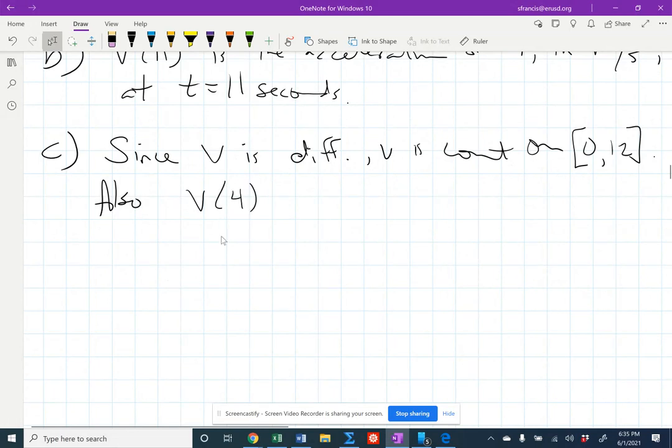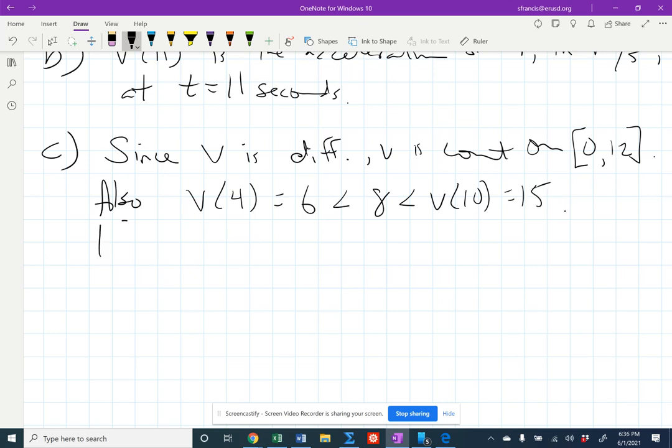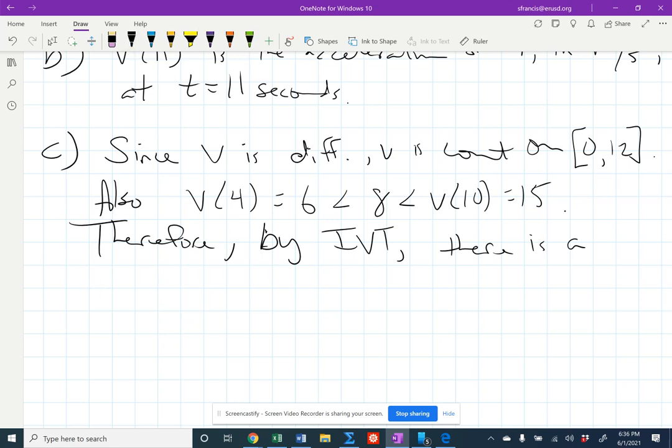V of 4, which is 6, is less than 8, which is less than V of 10, which is 15. Therefore, by the Intermediate Value Theorem, there is a C in the open interval from 4 to 10, because that's the interval we're looking at, such that V of C is equal to 8.